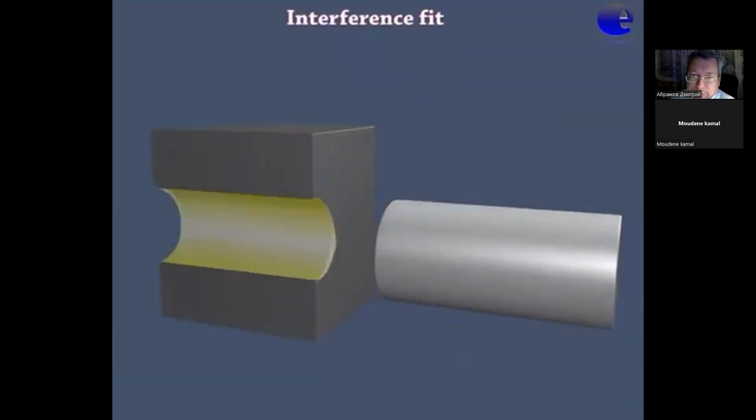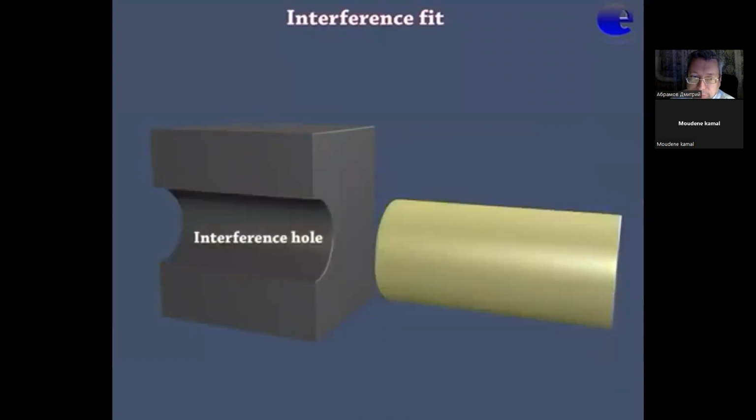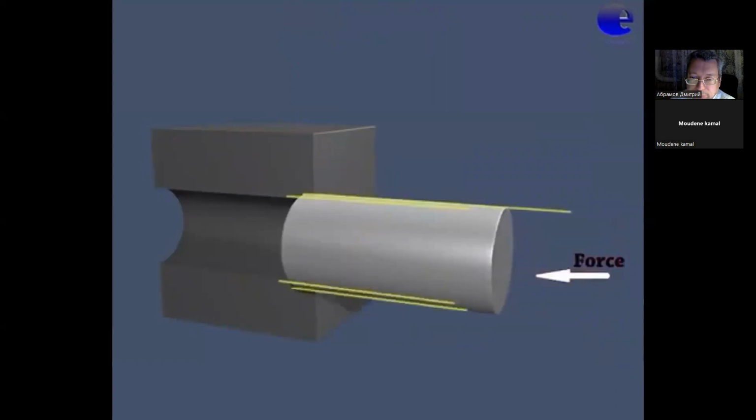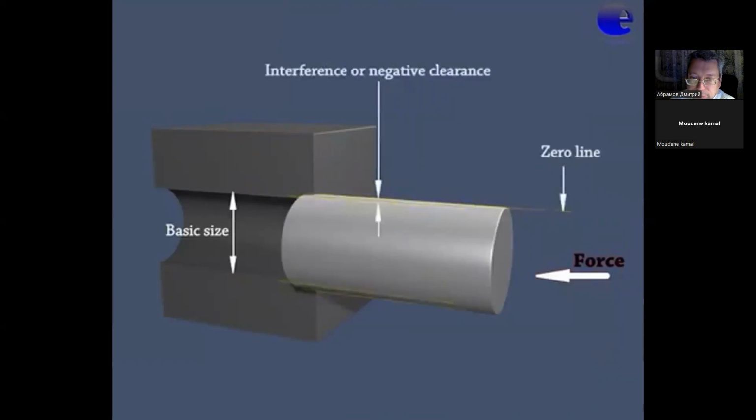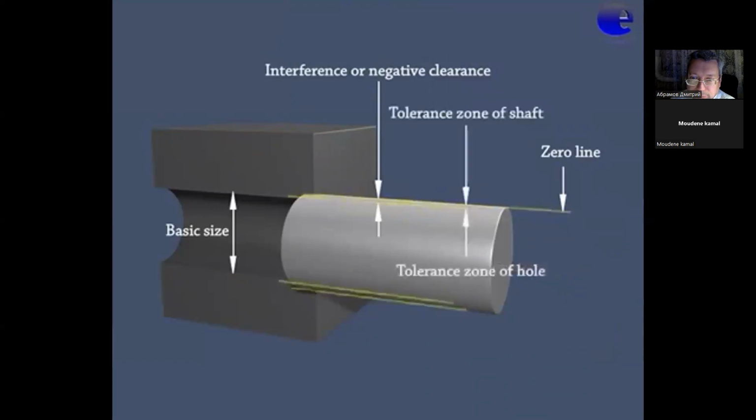Interference fit, interference hole, basic shaft, forces required to insert the shaft, basic size, 0 line, interference or negative clearance, tolerance zone of shaft, tolerance zone of hole.